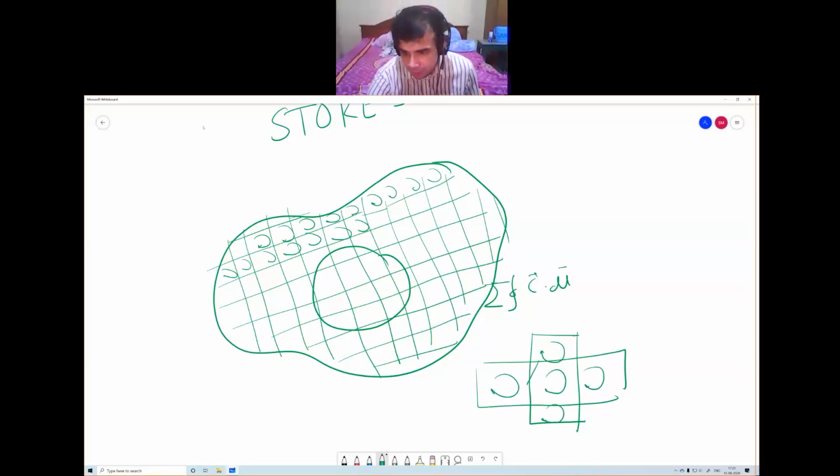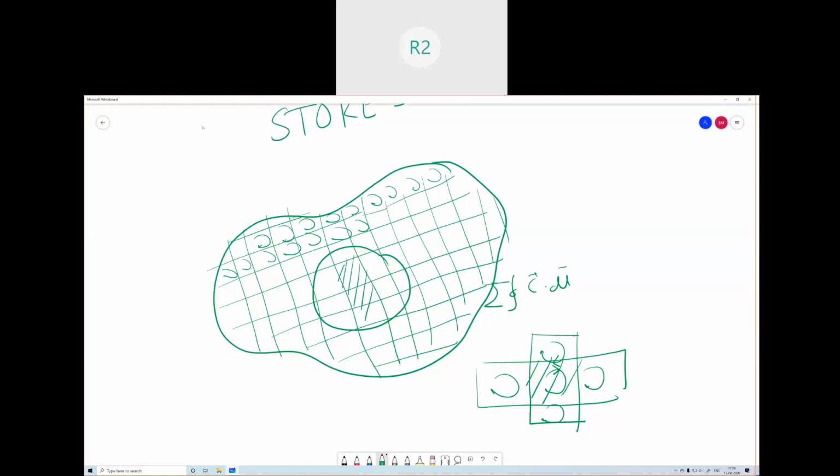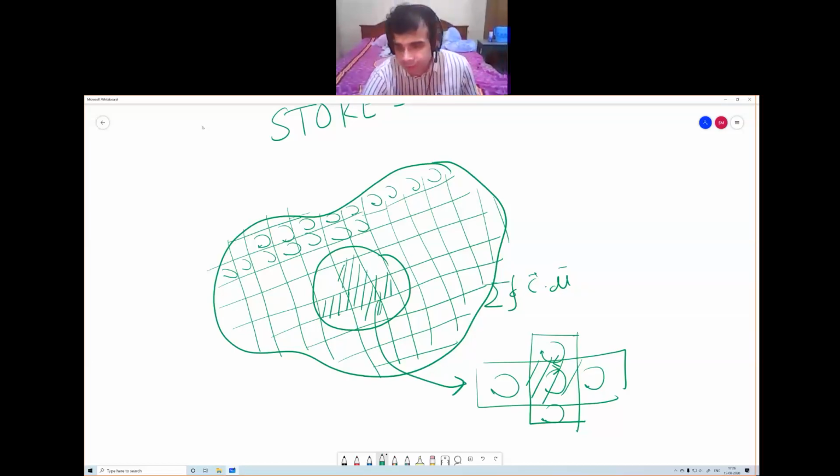See that for the center one, the hashed one, this and this are in opposite directions. Let us consider 5 square rectangles at the center. So this and this are in the opposite direction. We consider these 5. We bring it out. This and this, they are in the opposite direction.